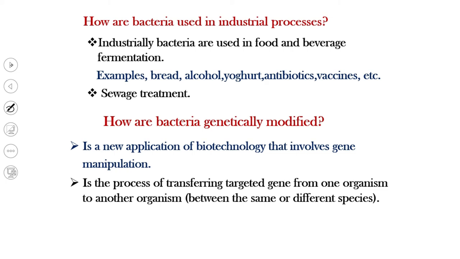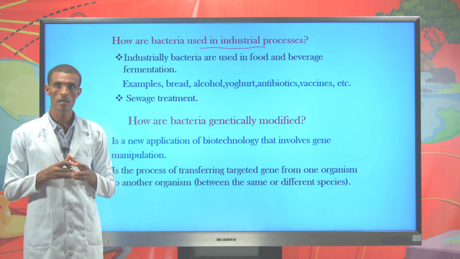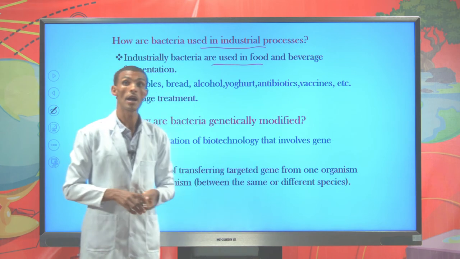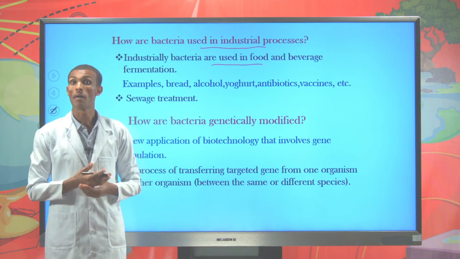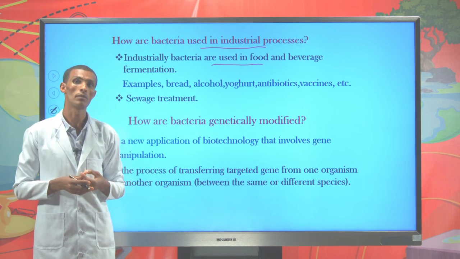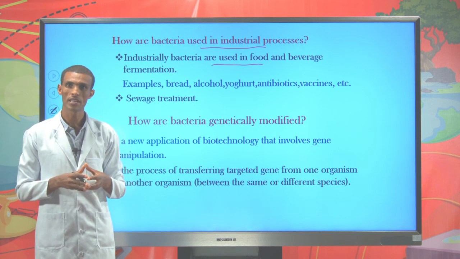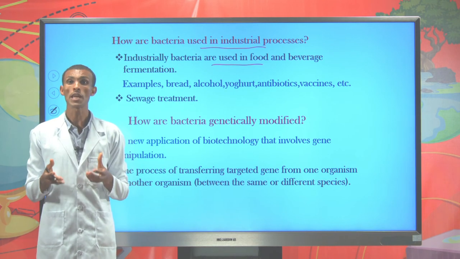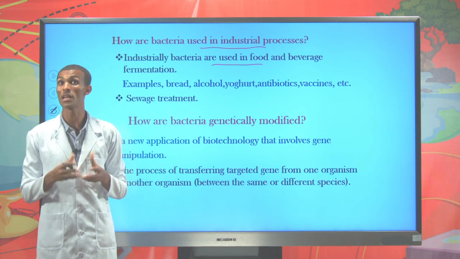Student, another very critical advantage of bacteria is that they are very important in industrial application. Especially, bacteria that can respire anaerobically are very important in the production of different industrial products like food and beverage. Bacteria that ferment anaerobically are very important in making yogurt, bread, alcohol, vaccines, hormones, insulin and different products in industry.